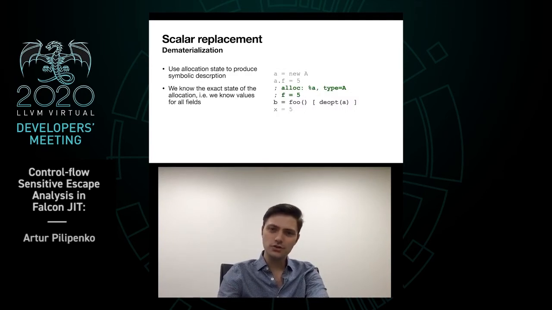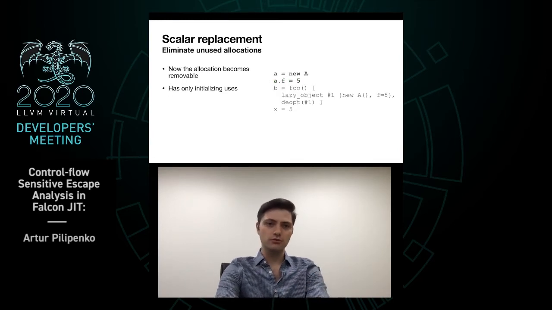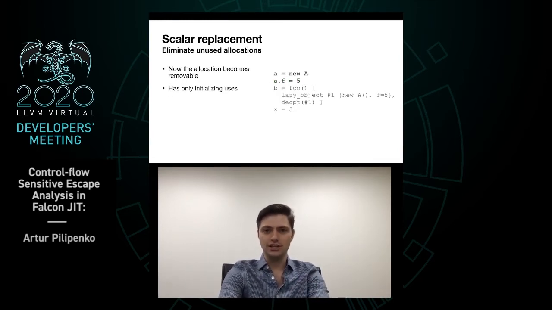And in order to do that, we need to know the state of the allocation, including all of its fields. So this is the user of the analysis, which requires information about all the fields. And after we do this rewrite, the allocation becomes removable because it only has initializing users.